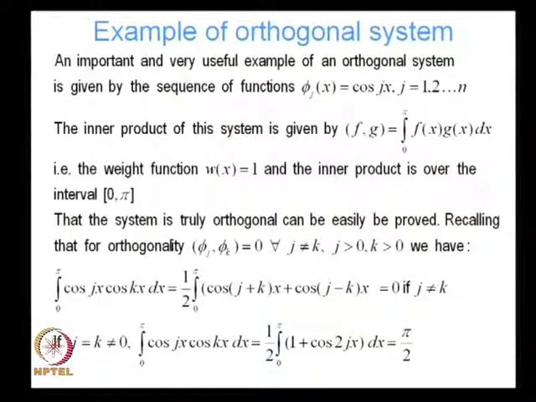So, an important and very useful example of an orthogonal system is given by the sequence of functions cos jx, or for that matter sin jx, of your Fourier series. All these cos x, cos 2x, cos 3x, they are all orthogonal to each other. Well, why is that? The inner product of this system is defined like this: f of x g of x integrated between 0 to pi. That is, the weight function is equal to 1 and the inner product is over this interval.